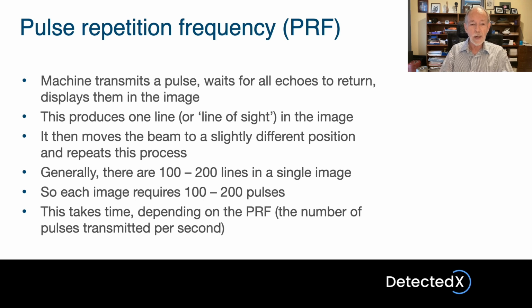Obviously, this takes a finite amount of time, and the amount of time that it takes is going to depend on the pulse repetition frequency, which is the number of transmit pulses each second. So the machine can produce a certain number of pulses per second. It takes a certain number of pulses to create the image, and therefore this pulse repetition frequency, or PRF as we call it, is an important determinant of how many images the machine can create per second.